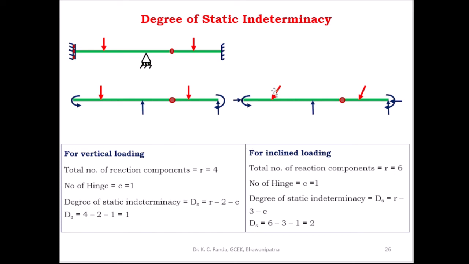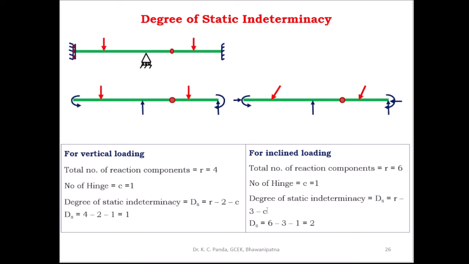Similarly, when the beam is subjected to inclined loading, at the sliding support there is a horizontal reaction and also a moment, and at the fixed support there is a horizontal reaction, a vertical reaction and a moment. So in this case the total number of reaction components is equal to 2 plus 1 plus 3, that is 6, and the number of hinges is 1, so C is equal to 1. The degree of static indeterminacy is ds is equal to r minus 3 minus C, 6 minus 3 minus 1, this is equal to 2.